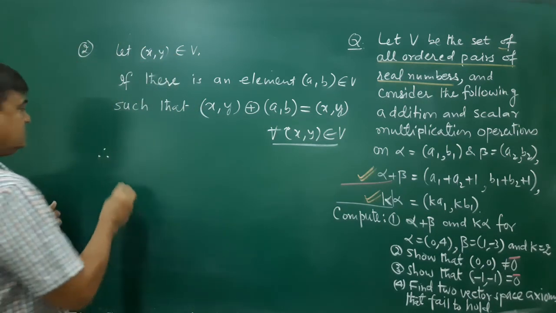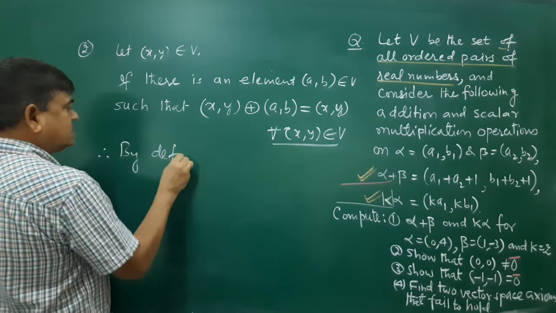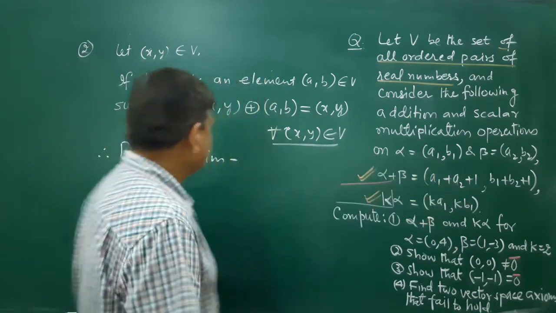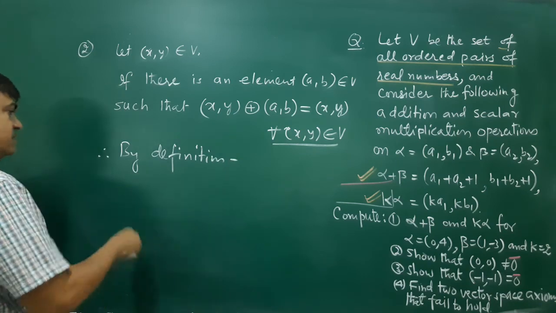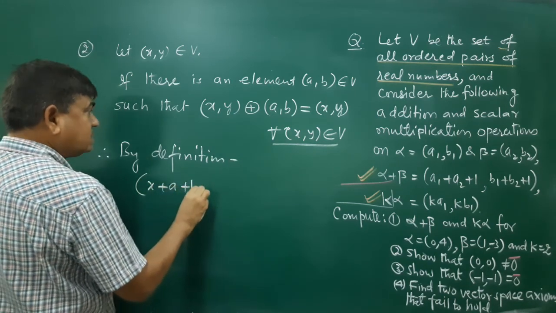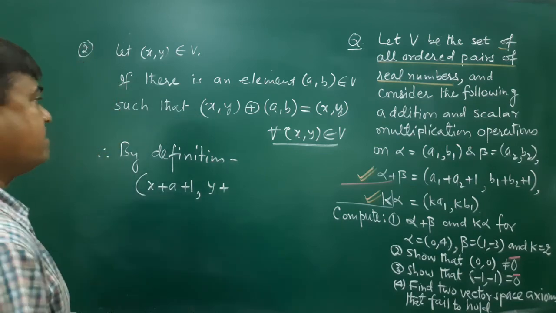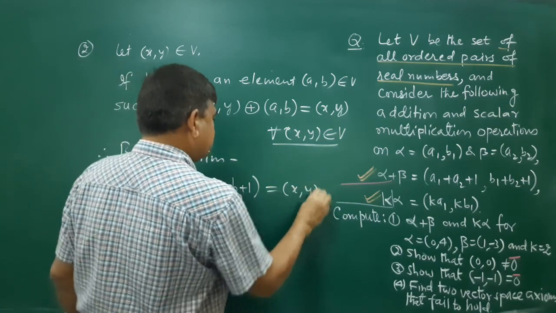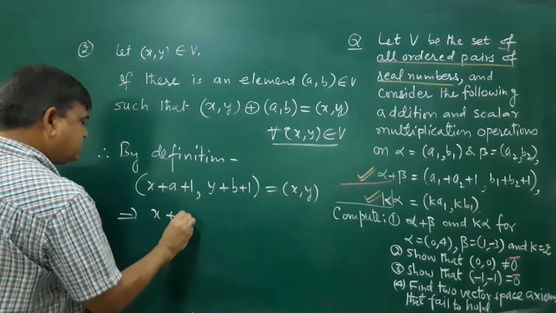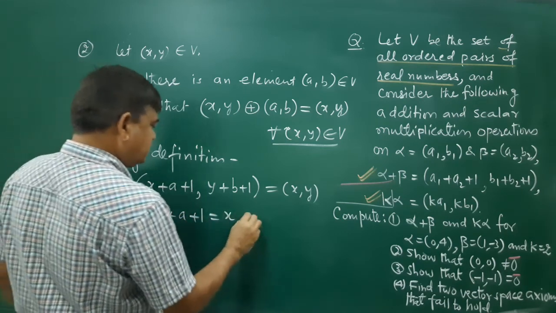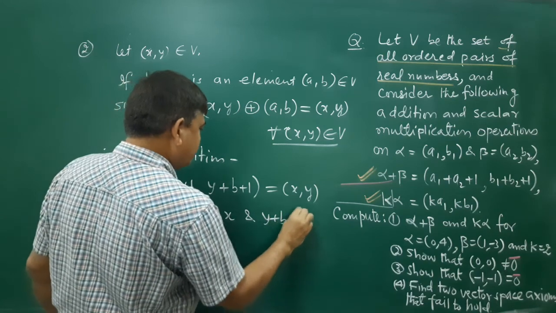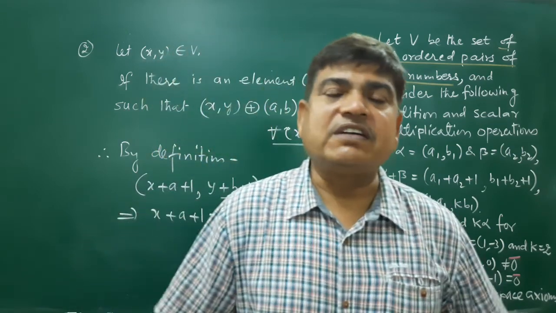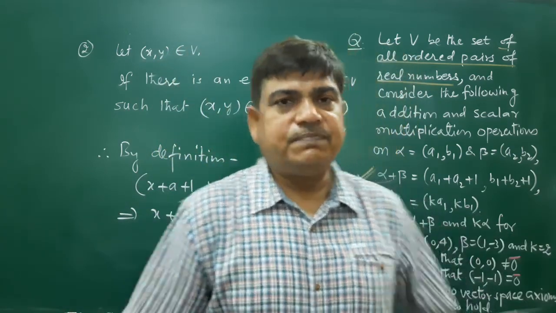Therefore, by definition, what is the given definition of addition? Component-wise we added with plus 1, so it is x plus a plus 1, y plus b plus 1 equals (x,y). x plus a plus 1 equals x and y plus b plus 1 equals y. If two ordered pairs are equal, then the respective components are equal. That is the definition of ordered pairs. Here we have applied it.